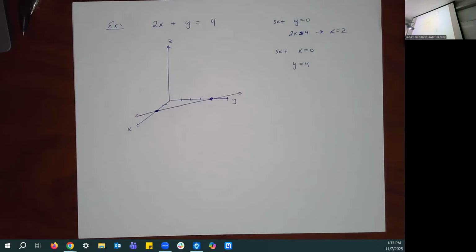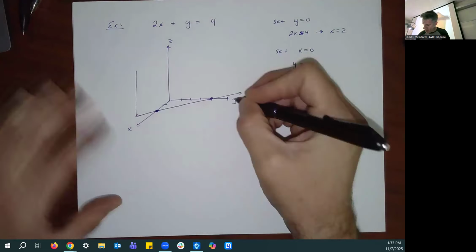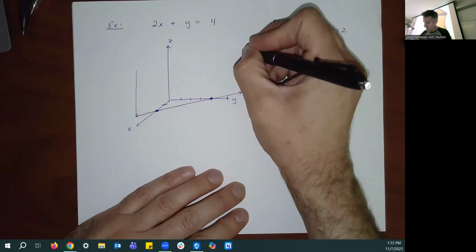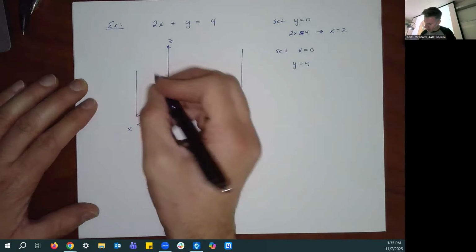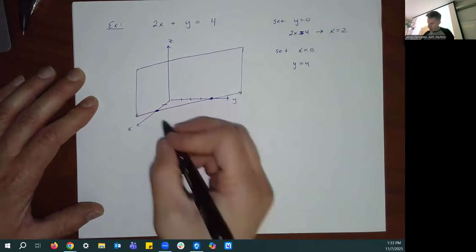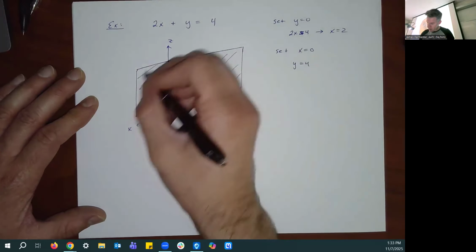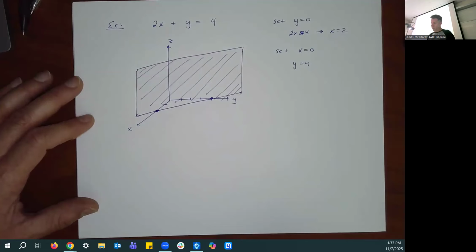So we're just going to say, hey, this thing we can also make it go upwards, like that. And also you can go downwards, but it's not going to make my picture look very nice. I'm just going to stop right there. So here's my plane, 2x plus y equal to 4.